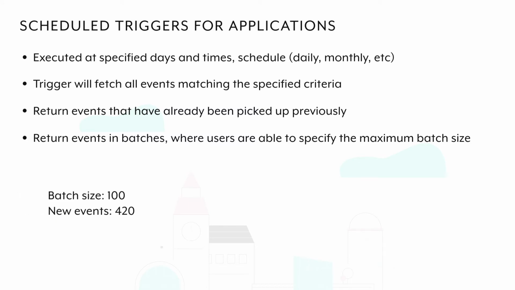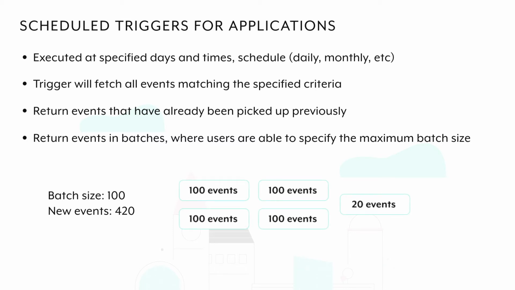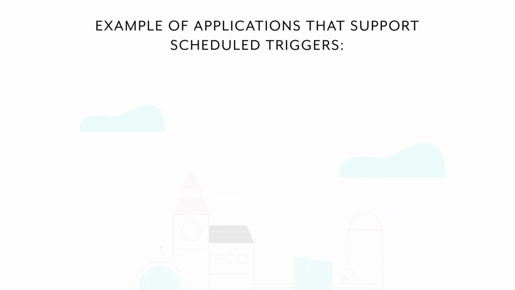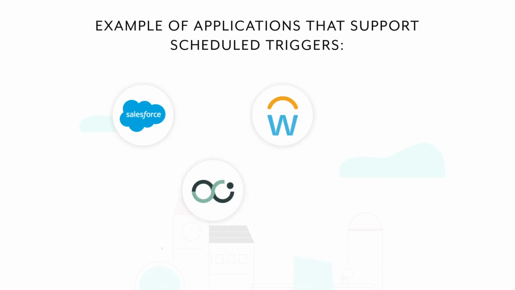For example, if the batch size is set to 100 and 420 new events are identified, 5 new jobs will be created. The first 4 jobs will have 100 events each, and the 5th will have 20 events. Workato supports special scheduled triggers for various applications such as Salesforce, Workday, ServiceNow, or SQL Server.